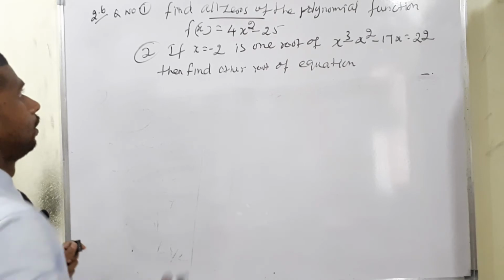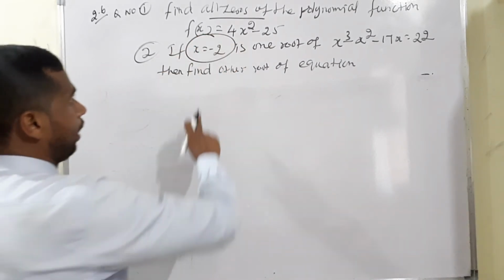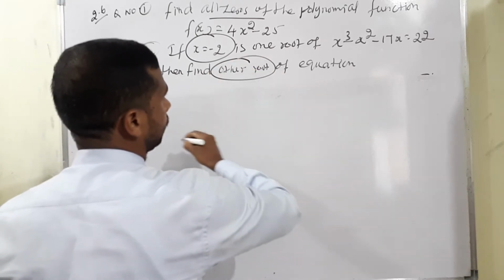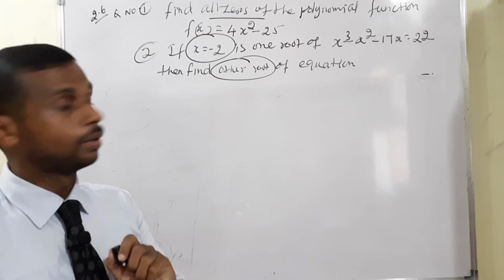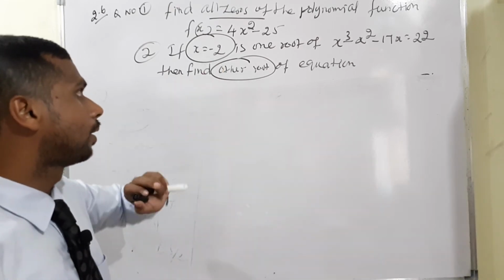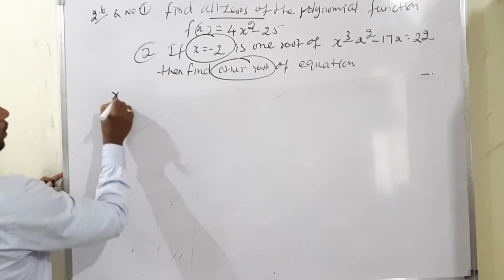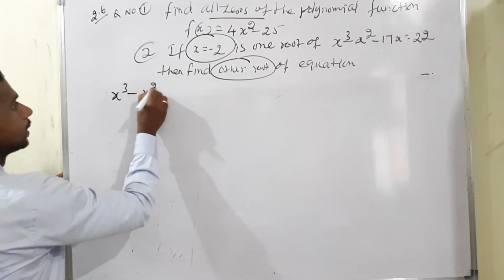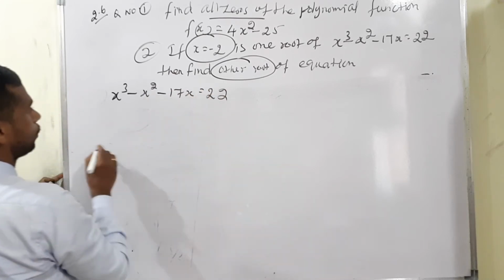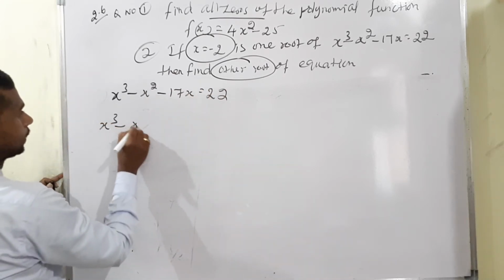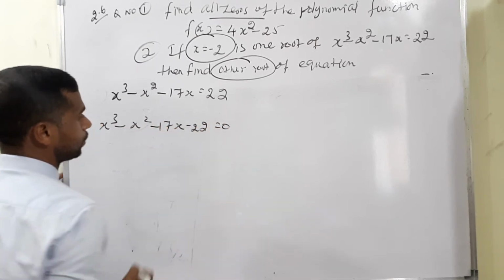Second one, if x is equal to minus 2 is one of the roots, then find the other roots. The highest degree is 3, so definitely we will get 3 roots. One root is already given. I will consider the given term: x cube minus x square minus 17x is equal to 22. Bring 22 to the opposite side: x cube minus x square minus 17x minus 22 is equal to 0.